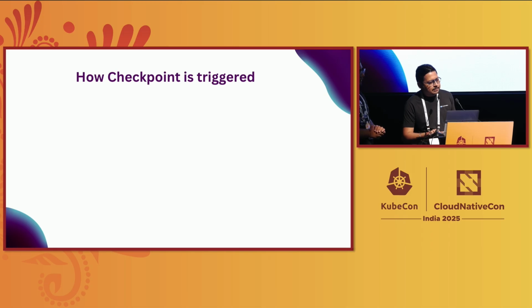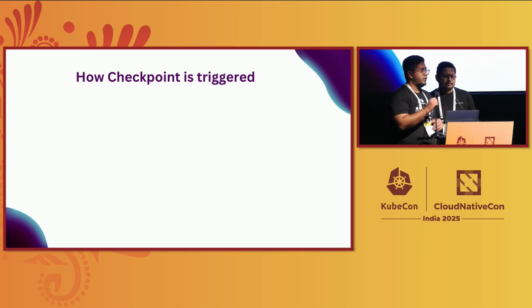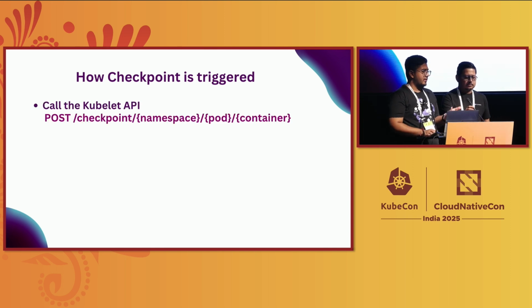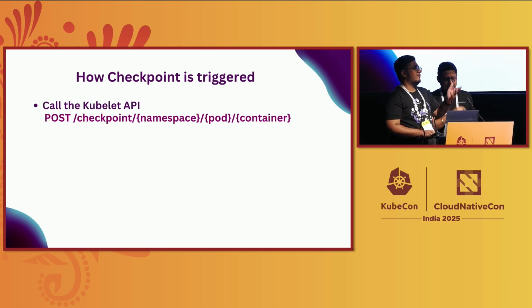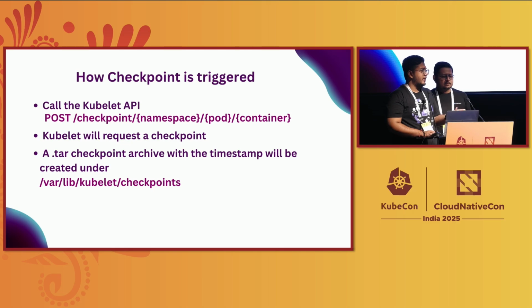So let's see how a checkpoint can be triggered. As Suman told, the process is going on like this. The first thing is to call the kubelet API. The kubelet API will call the checkpoint, and you can see the path over there. The checkpoint will create a tar file on this path. The tar file includes a lot of things, which Suman will tell in the next slides.